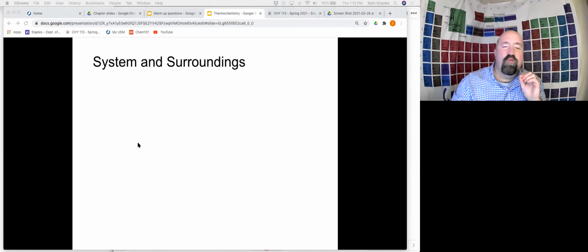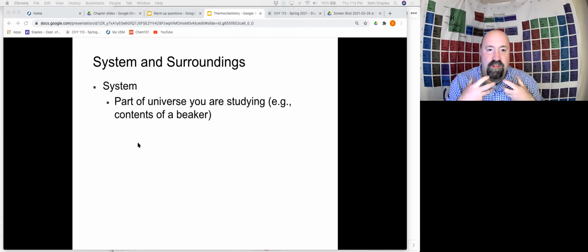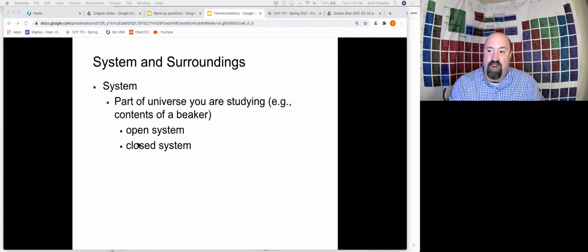Another huge thing that we have to identify when we're looking at energy is what we call the system and the surroundings. Anytime you're looking at this idea of energy, the system is the part of the universe, the technical definition, that you are studying. For our purposes, the part of the universe that we're studying is going to be usually the contents of our beaker, or we'll think of the system as our reaction that is taking place. We could have an open system or a closed system, isolated system.